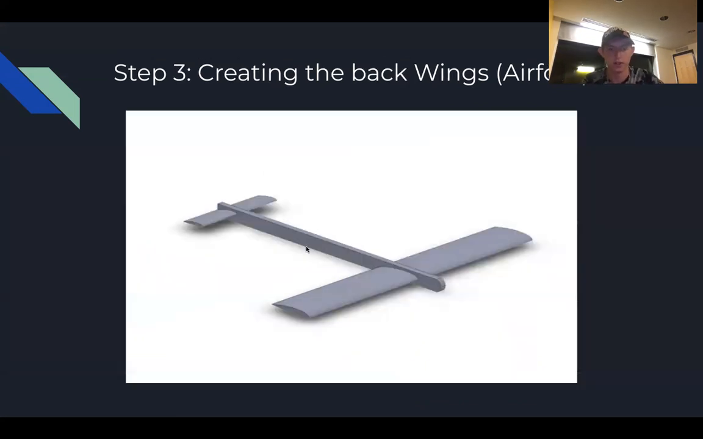Next, I created the back wings, which are just like the airfoil, which are called the tail of the plane. And they're pretty similar to the front ones. They're just smaller scale, and also they're a little bit higher in angle because there needs to be more airflow in the back. Also, that's it for step three.